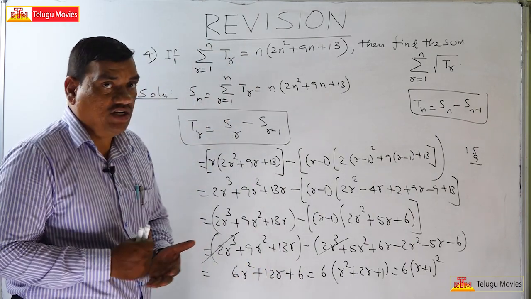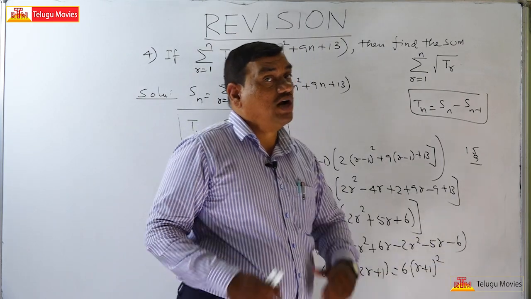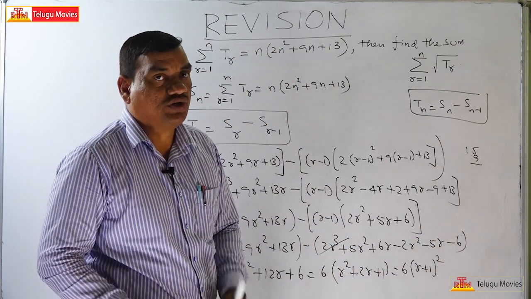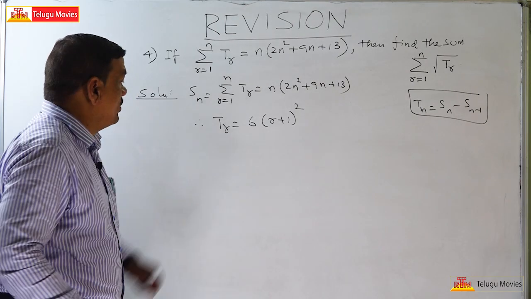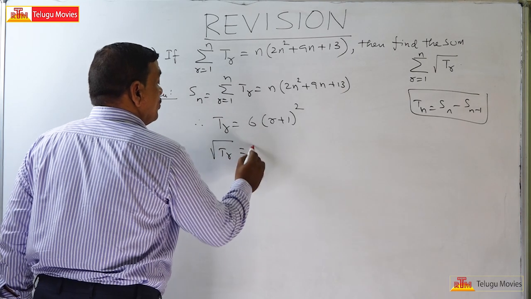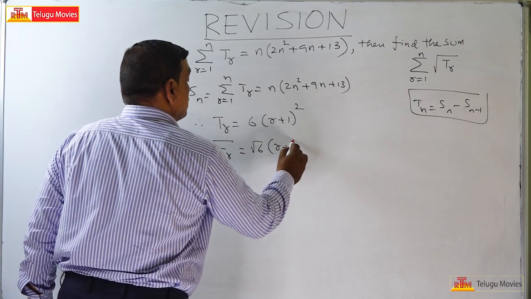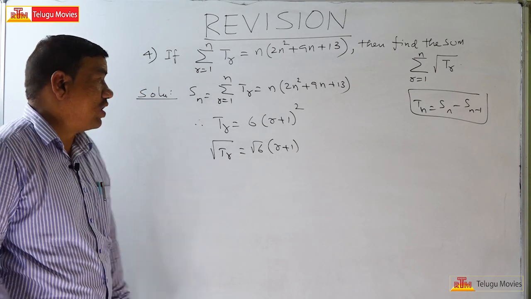Then we will write the square root. So square root of TR. We will write it out and continue the problem solution. Okay, so let us continue the solution. Welcome back to the remaining calculation. So root of TR is equal to root 6 into r plus 1. Square root of r plus 1 whole square is equal to r plus 1.